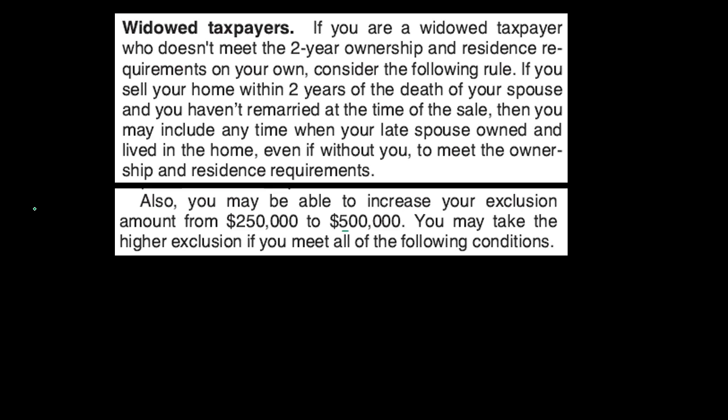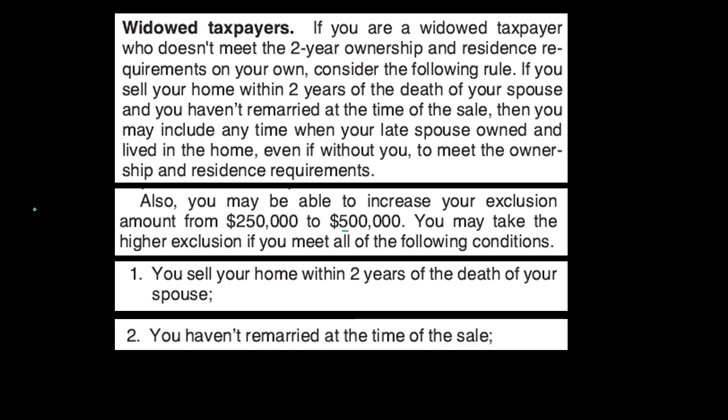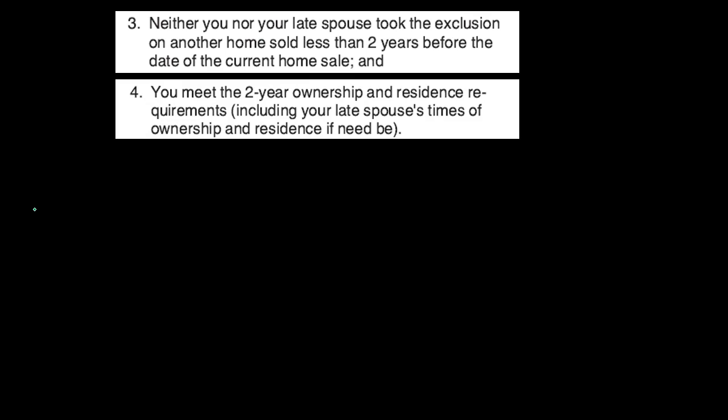Back to the text. You may take the higher exclusion if you meet all of the following conditions. 1. You sell your home within 2 years of the death of your spouse. 2. You haven't remarried at the time of sale. 3. Neither you nor your late spouse took the exclusion on another home sold less than 2 years before the date of the current home sale. So you've got the same kind of look-back requirement applied to both yourself and the spouse. 4. You meet the 2-year ownership and residence requirements, including your late spouse's times of ownership and residence if need be.